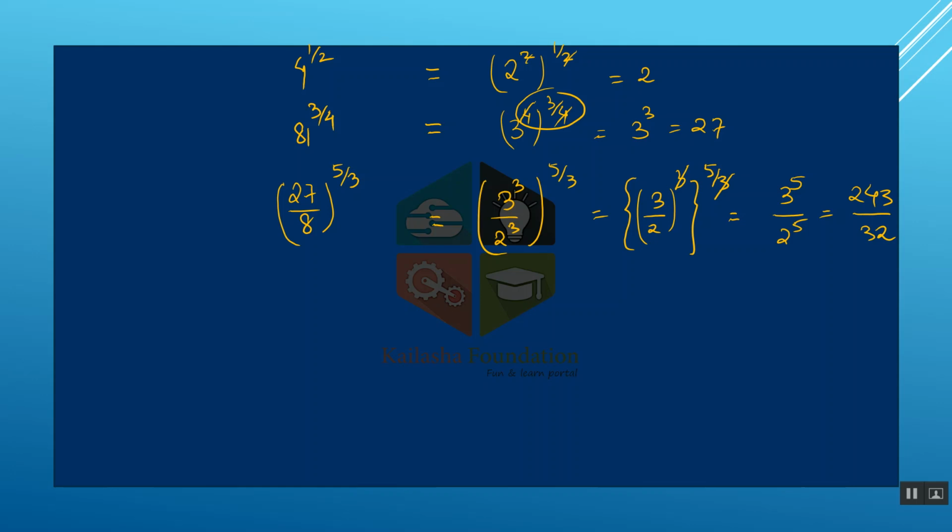So now we'll see rules of indices. A few basic rules are there. First one is a power m times a power n is equal to a power m plus n. If the base is same and we are multiplying things, then powers are added.